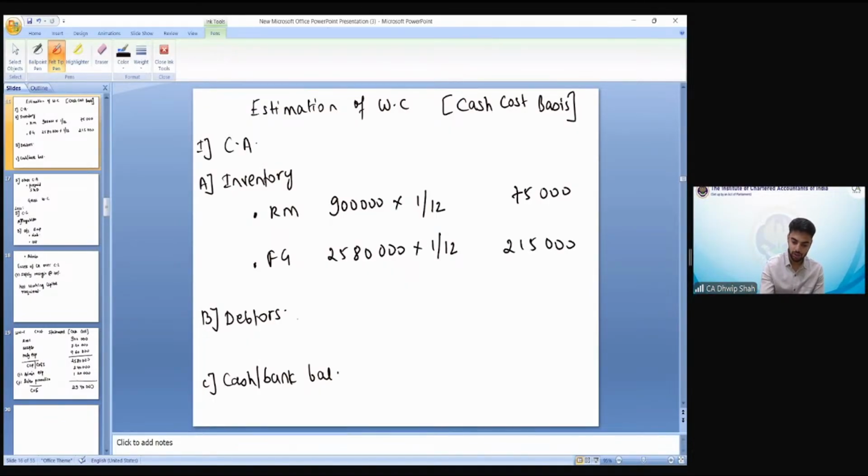Debtors is based on cost of sales. So cost of sales is 29 lakh 40,000. And my credit to customers is 2 months. 2 by 12. Look here, it is given at the start. And in absence of information, entire sales would be on credit. 490. Cash and bank balance is to be kept at 1 lakh, directly given in the question. Here it is, cash balance is 1 lakh.